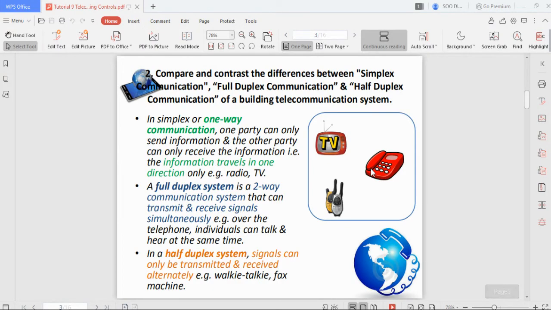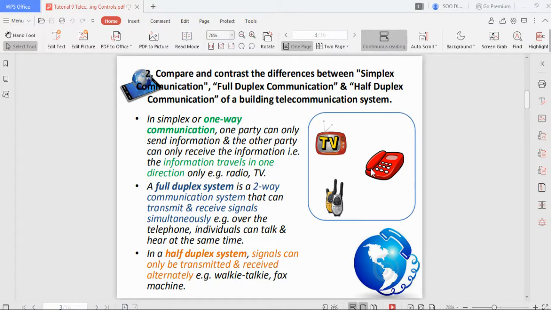Next, the question is asking you to differentiate simplex communication, full duplex communication, and half duplex communication. In a simplex communication, or one-way communication, usually only one party is sharing information with you, like a TV or a radio, which is how our communication devices used to be. Now we have full duplex communication.